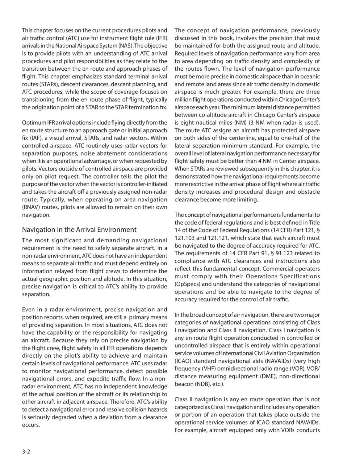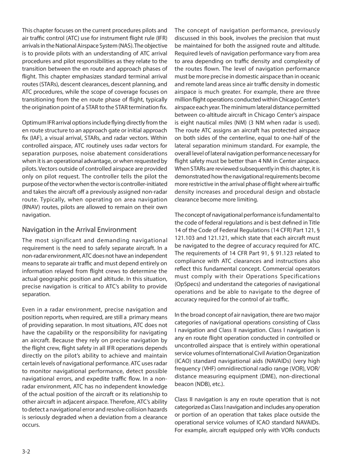The objective is to provide pilots with an understanding of ATC arrival procedures and pilot responsibilities as they relate to the transition between the en route and approach phases of flight. This chapter emphasizes standard terminal arrival routes, STARs, descent clearances, descent planning, and ATC procedures, while the scope of coverage focuses on transitioning from the en route phase of flight, typically the origination point of a STAR, to the STAR termination fix. Optimum IFR arrival options include flying directly from the en route structure to an approach gate or initial approach fix, IAF, a visual arrival, STARs, and radar vectors.